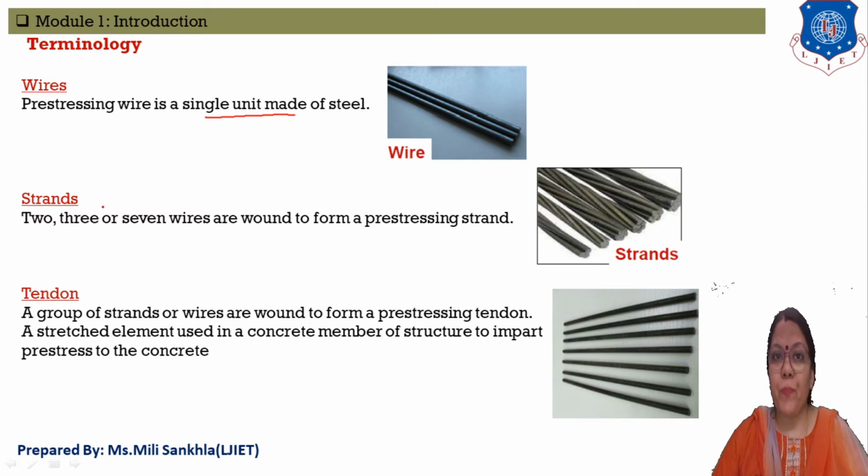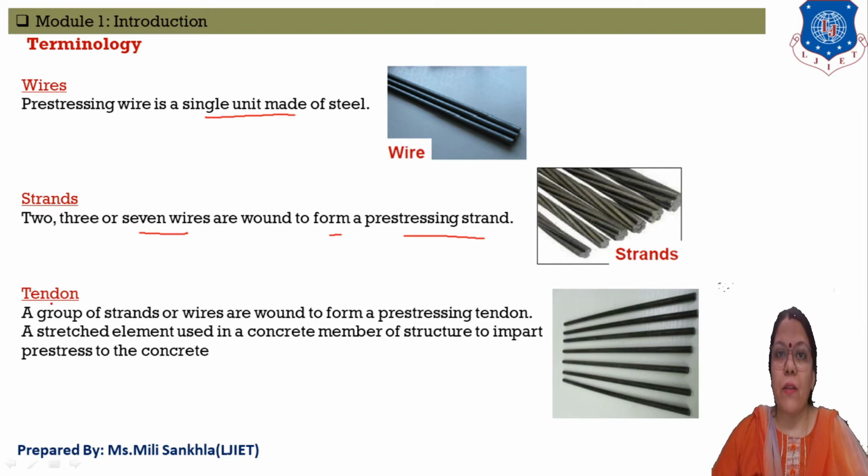Second is strands. Here again is the image of strands. Two, three or seven wires are wound to form a prestressing strand. Strand means more than two wires, three, four, five, six or seven wires wound to form a strand. And this one is the image of strands.